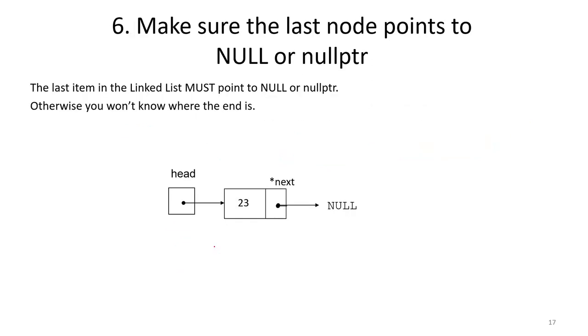All right, finally, our very last step is to make sure that the last node of our list always points to null or null pointer. You may learn other rules in more advanced courses, but for our purposes, we want the very last item in our linked list to have its next pointer point to null. This way, we always know where the end of our list is located.